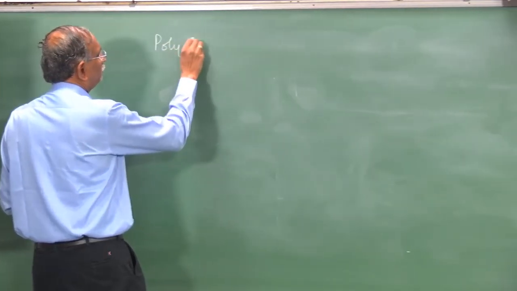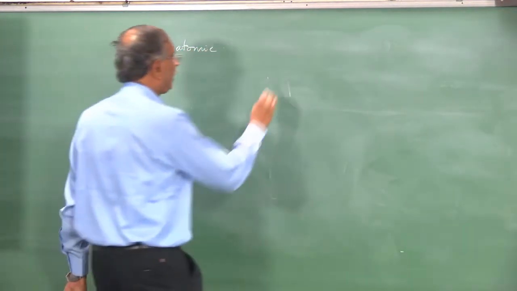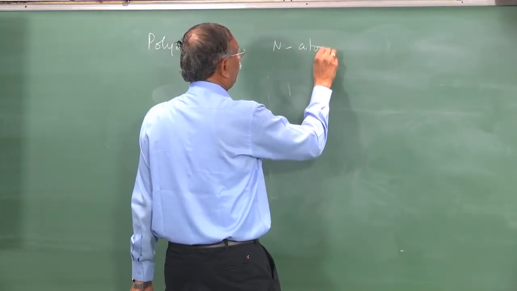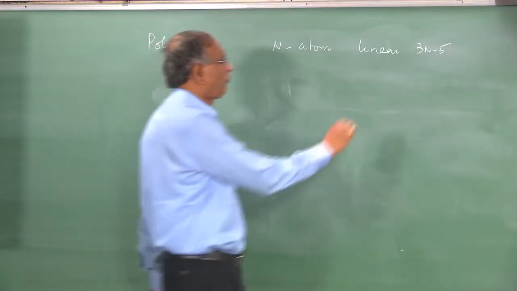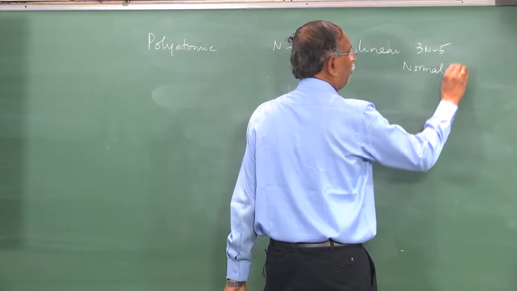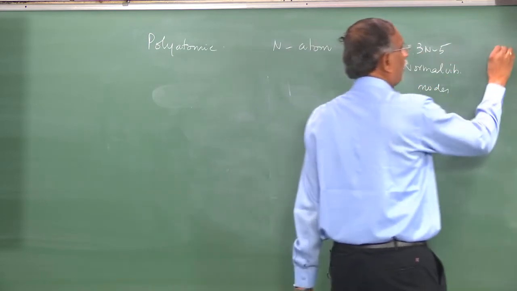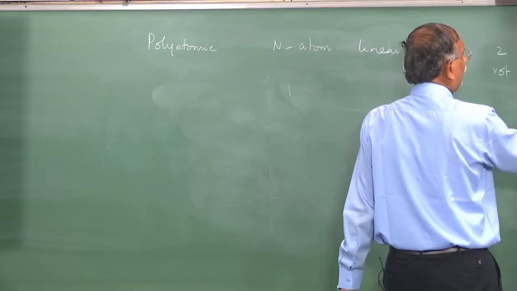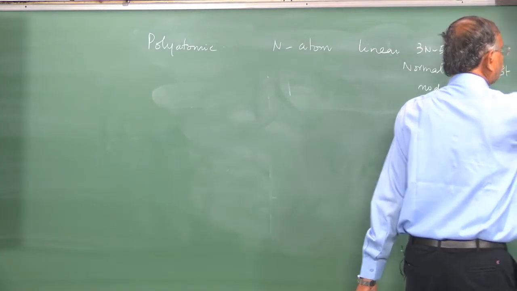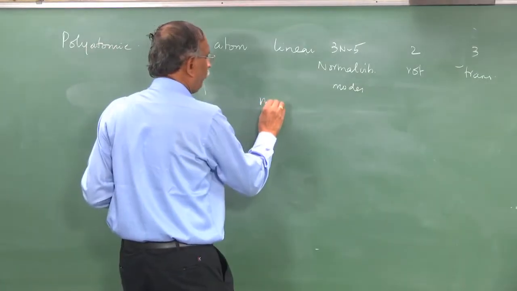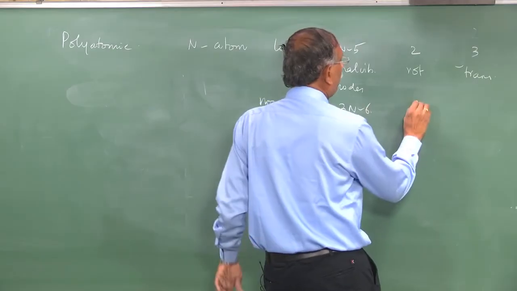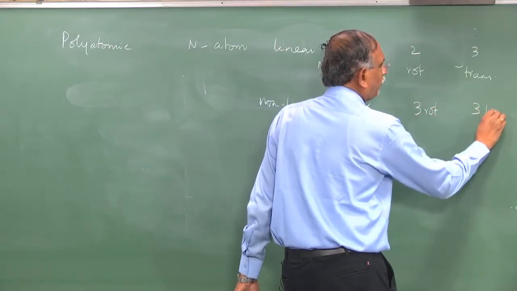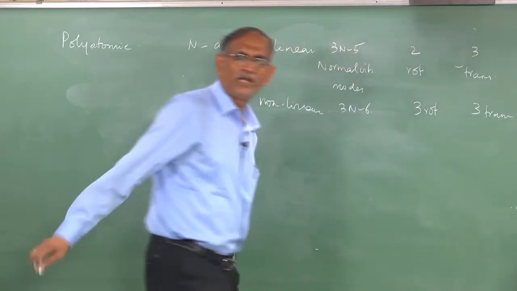Now, if we look at the polyatomic molecular systems for vibrational degrees of freedom, I told you immediately that for an n atom linear molecule, there are 3n minus 5 normal vibrational modes, and you recall for a linear molecule there are 2 rotational modes and there are 3 translational modes leading to a total of 3n. For nonlinear molecules, there are 3n minus 6 normal vibrational modes, 3 rotational degrees of freedom and 3 translational degrees of freedom, giving rise to a total of 3n degrees of freedom.